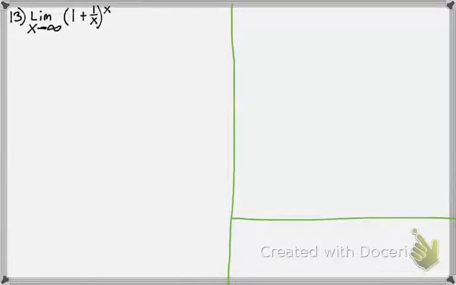On number 13, we have the limit as x goes to infinity of (1 plus 1 over x) raised to the x. If you plug in infinity, 1 over infinity is 0, so it's actually going to be 1 to the infinity. This is one of our indeterminate forms.